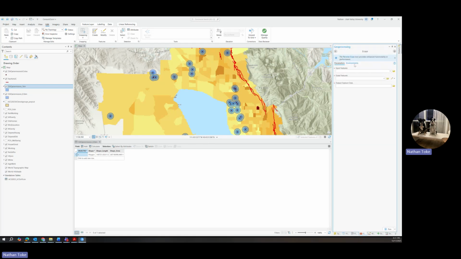Okay, so we're going to input then the 1 kilometer feature, pairwise erase. And we want to erase, so input feature, the features will be used to erase coincident features in the input. And so this would get the 0.5 to 1 kilometer. Okay, so this will make like a donut buffer. Let's see if that works.